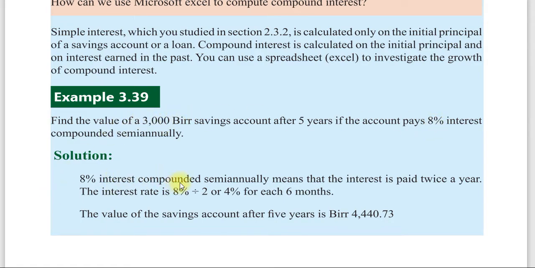So 8% interest compounded semi-annually means that interest is paid twice a year. The interest rate is 8 divided by 2, or 4%, for each 6 months.